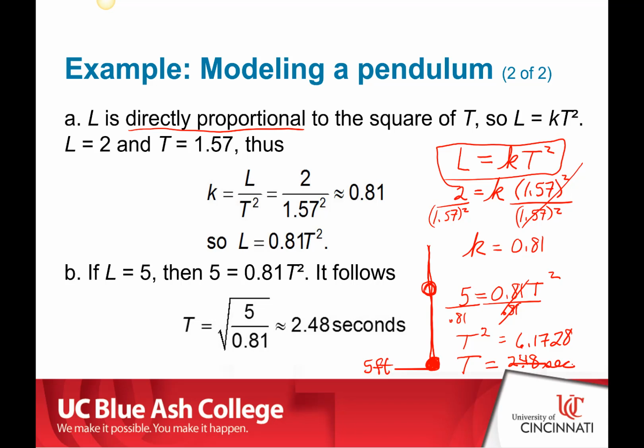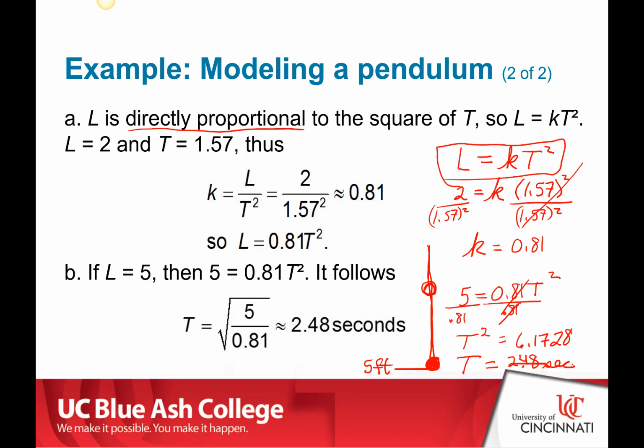So what this is telling us is if you've got a grandfather clock with a long arm on the pendulum, and the weight's up here at 2 feet, so you've got 2 feet down from where it's swinging from, it'll take 1.57 seconds to go over and back. If you take that same weight and slide it all the way down to the bottom, so now it's a 5-foot length, and you let it swing over and back, it's now going to take, how long? 2.48 seconds for each swing.